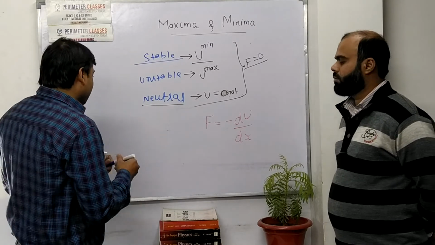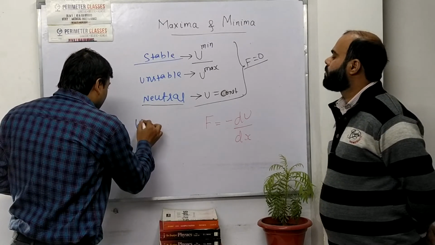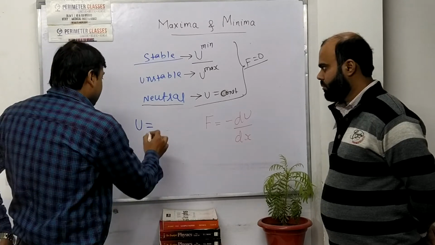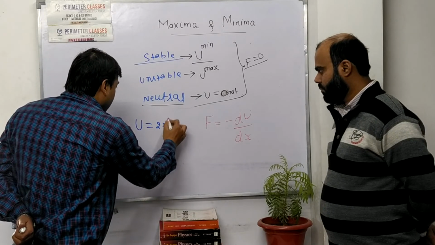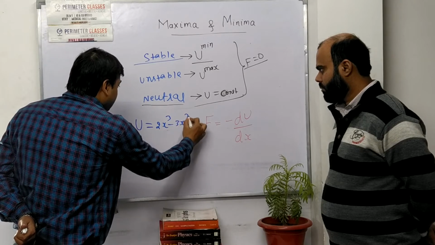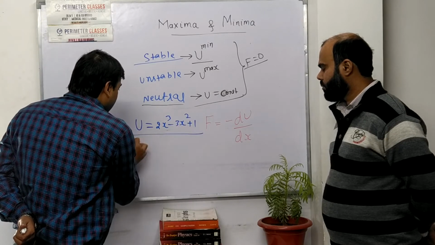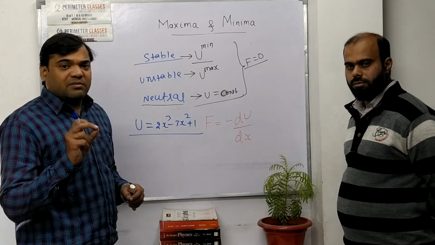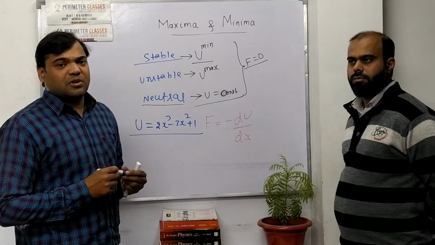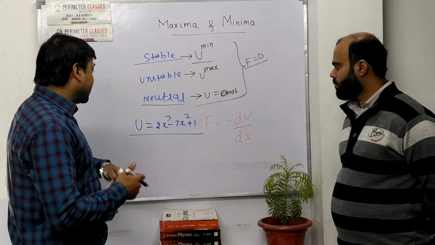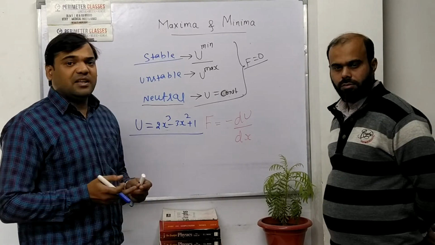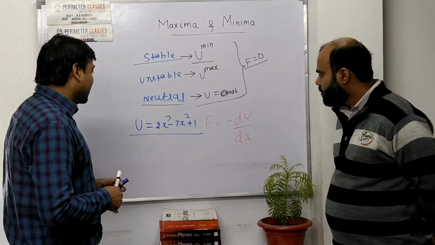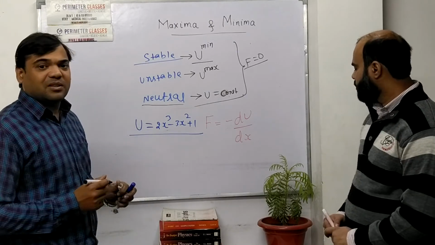So I am going to take one very simple example. Let us say the potential energy of a given system is given as 2x cube minus 3x square plus 1. Now we have to calculate the value of x at which the energy is maximum or minimum and the actual value of potential energy at those values of x. So I will ask Subbu sir to describe this equation and how to solve the question here.